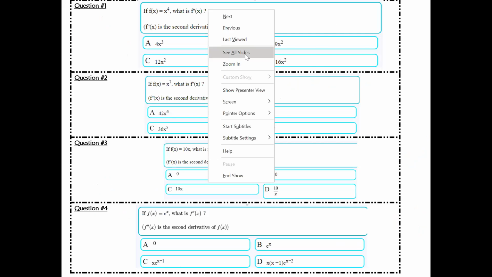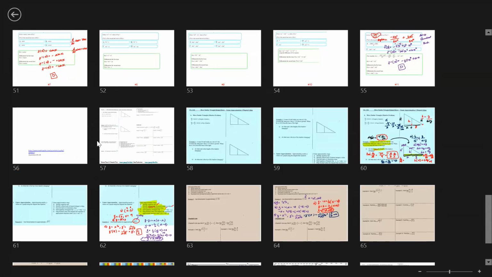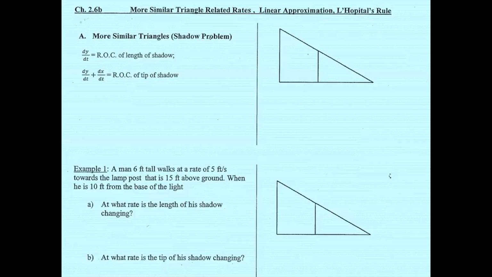All right, so then let's go ahead and jump in with your triangular related rates right here. And let's go ahead and get started with the first example for A. So this is more similar triangle, which is on shadow problems with related rates. So here it's given to you that dy over dt equals the rate of change of the shadow.